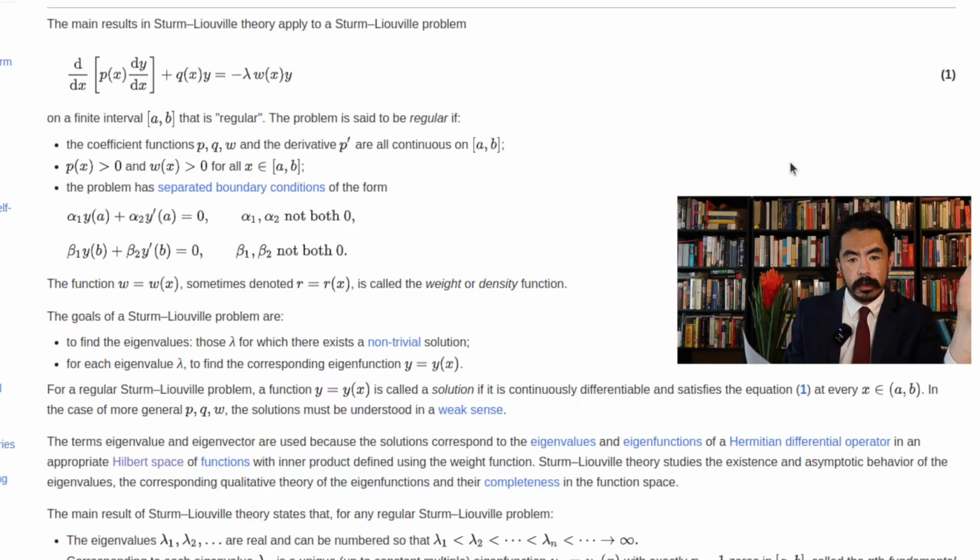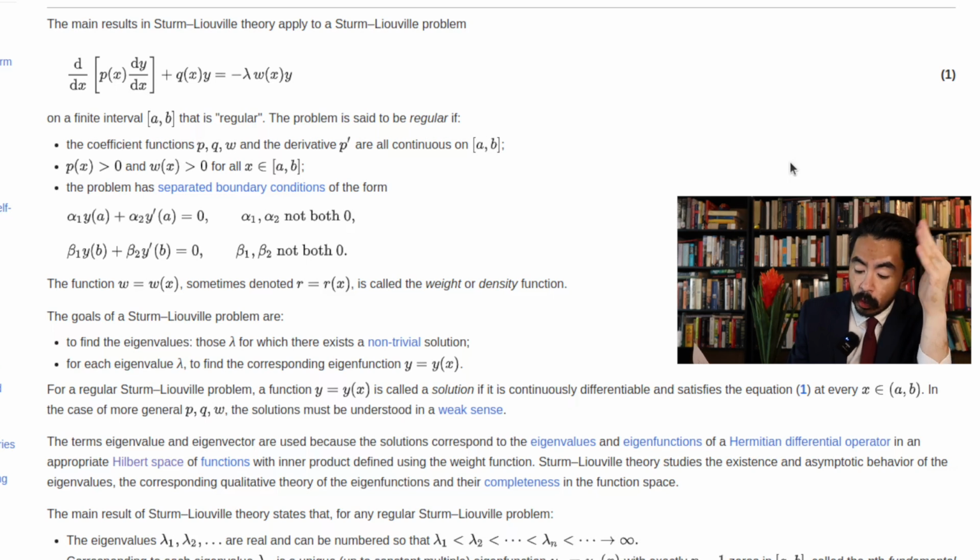Okay. The goals of a Sturm-Liouville problem then are to find the eigenvalues lambda, again going back to the form of the problem, for which there exists a non-trivial solution, and for each eigenvalue lambda then find the corresponding eigenfunction, namely y equal to some function y(x). The terms eigenvalue and eigenfunction are used because the solutions correspond to the eigenvalues and eigenfunctions of a Hermitian differential operator, in an appropriate Hilbert space of functions with inner product defined using the weight function.